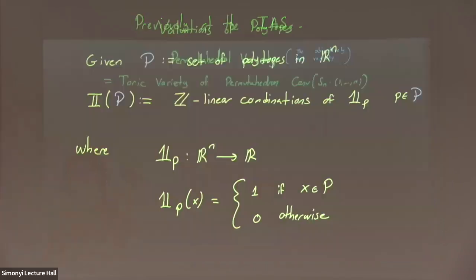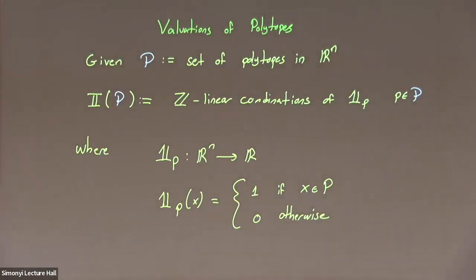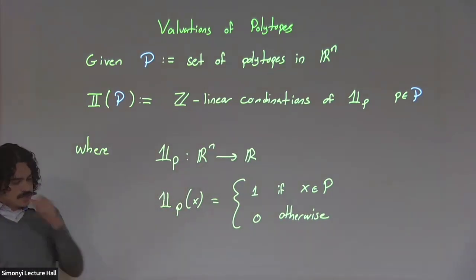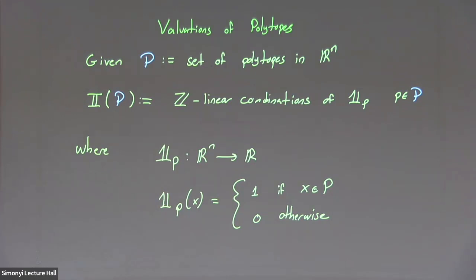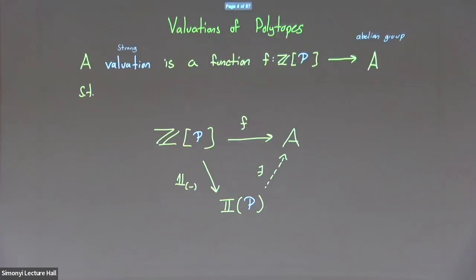So I'm going to begin seemingly far away with something called the theory of valuations of polytopes. This is something a lot of people in the audience have mentioned a couple of times throughout the talks. So for me, given a collection of polytopes in the same ambient space, we can study the space of indicator functions of these polytopes. These indicator functions are just functions that are one if x is in the polytope and 0 otherwise. I'm going to take Z-linear combinations. This is an Abelian group one could define.